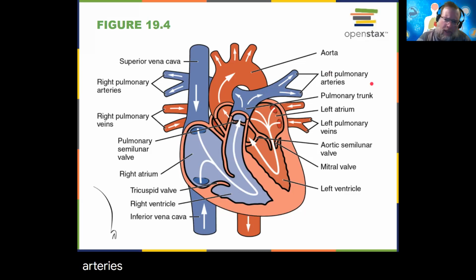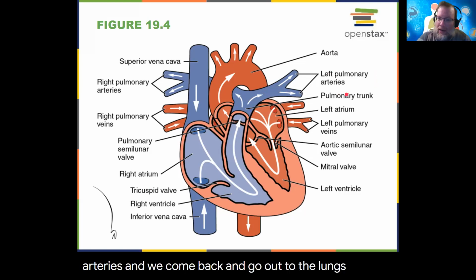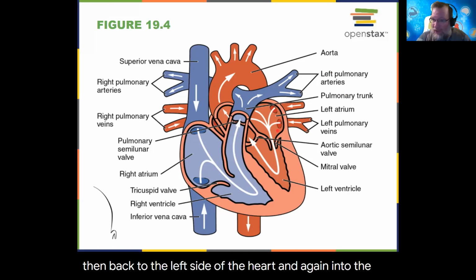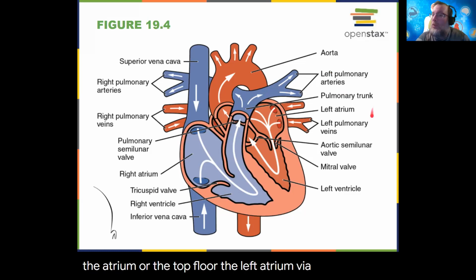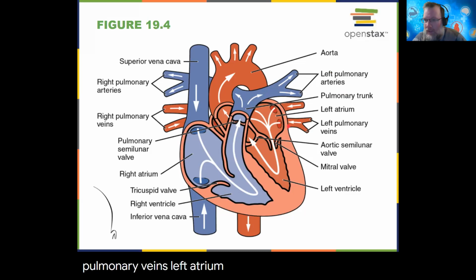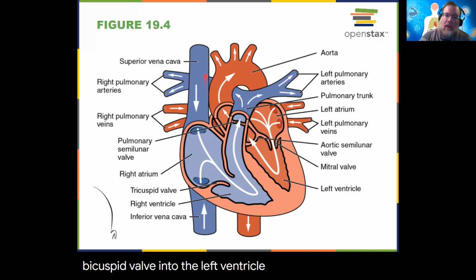Okay. Then we come back and go out to the lungs and then back to the left side of the heart and again into the atrium, or the top floor, the left atrium, via those pulmonary veins. Left atrium, left AV valve or mitral valve or bicuspid valve, into left ventricle, through that aortic valve and into the aorta.